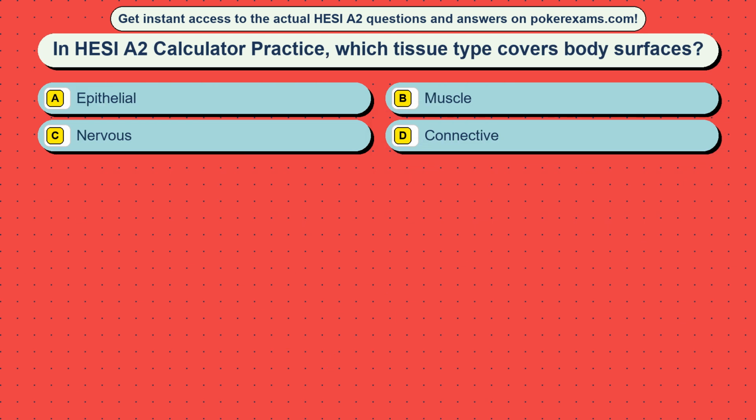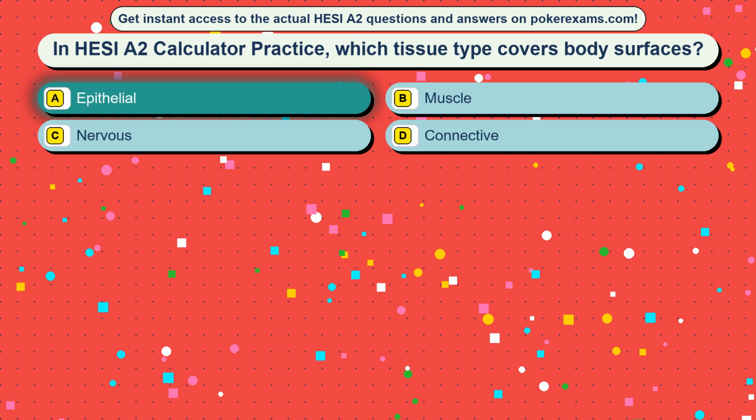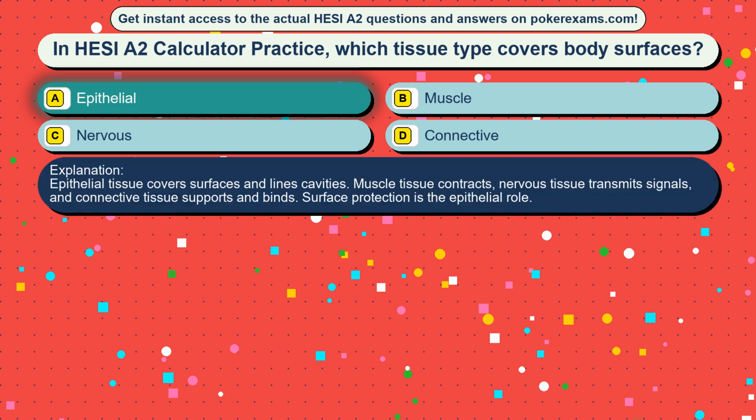Question 13. In HESI A2 calculator practice, which tissue type covers body surfaces? Option A, epithelial. Option B, muscle. Option C, nervous. Option D, connective. The correct answer is option A, epithelial. Epithelial tissue covers surfaces and lines cavities.